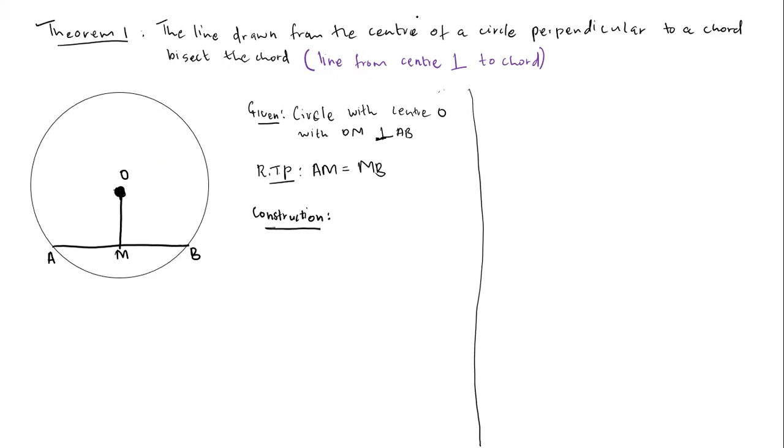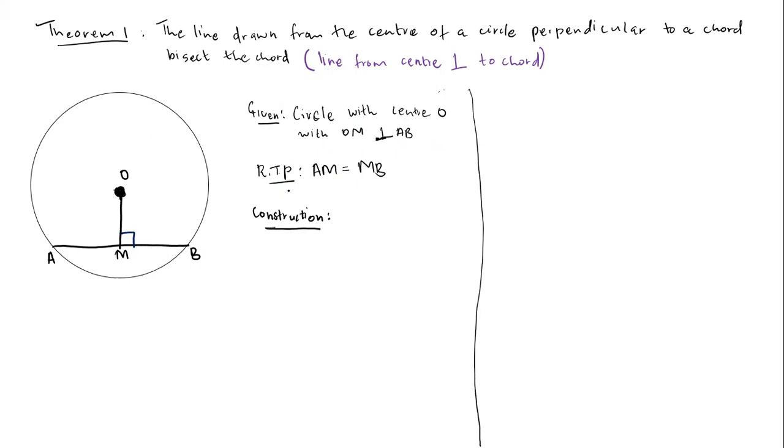Let us learn how to prove this, okay? So now in exam, this is what they're going to give you. They're going to give you a statement like this and an empty circle like this. They're going to say to you, given the circle with center O with OM perpendicular to AB. This is the only thing that is given to you in exam. You are given this circle with center O, whereby OM will act perpendicular to AB. And therefore, you are required to prove that AM is equal to MB.